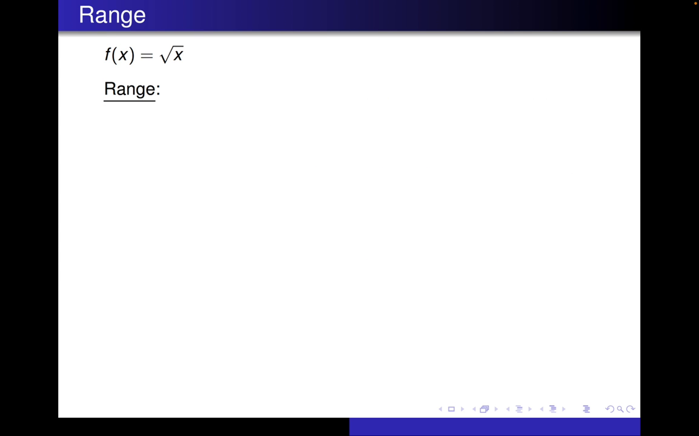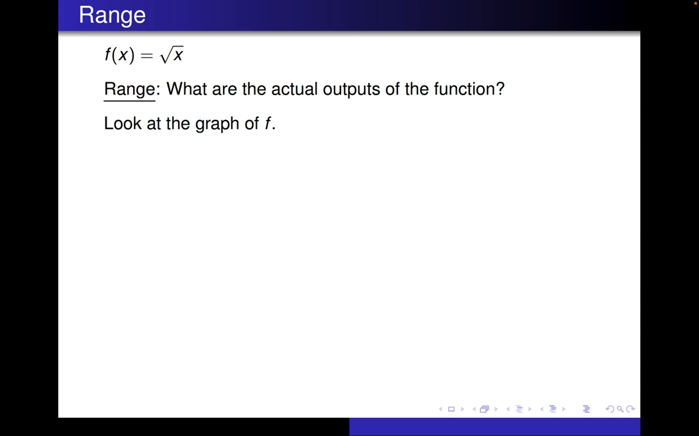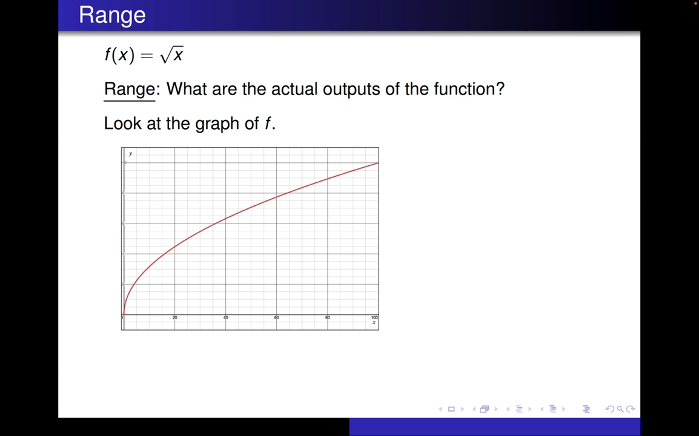So for the range, let's see. Well, the range, those are the actual outputs of our function. So the codomain tells us what type of outputs we get. The range tells us what the actual outputs are. And for that one, it is often helpful to look at the graph of the function f. So here's the graph of the function f as Desmos shows us.